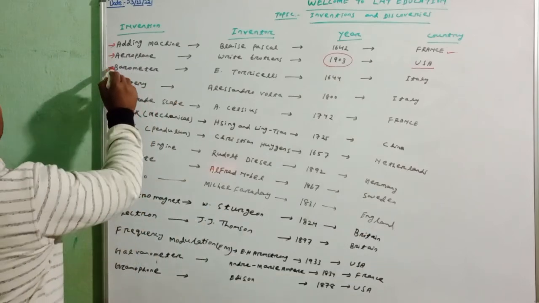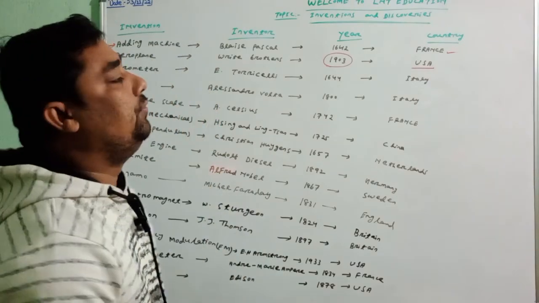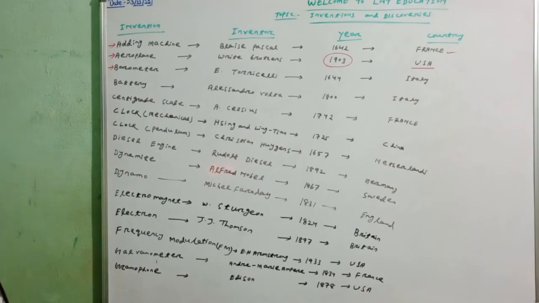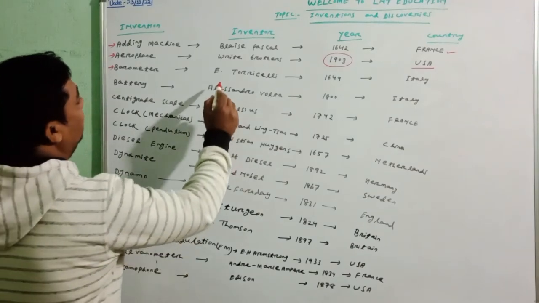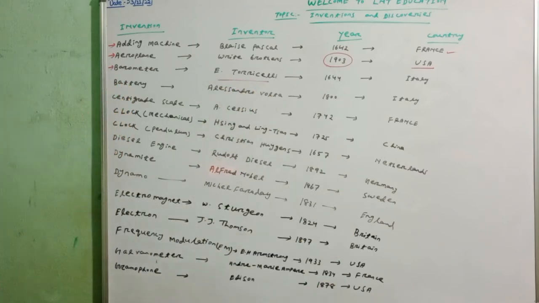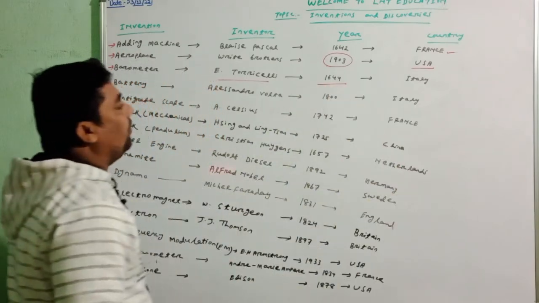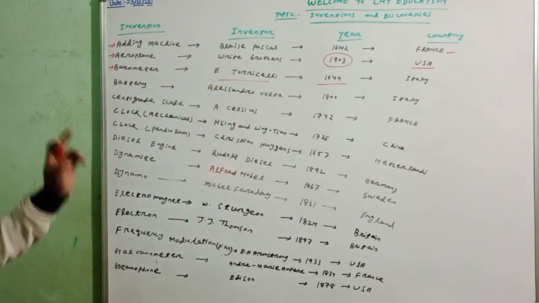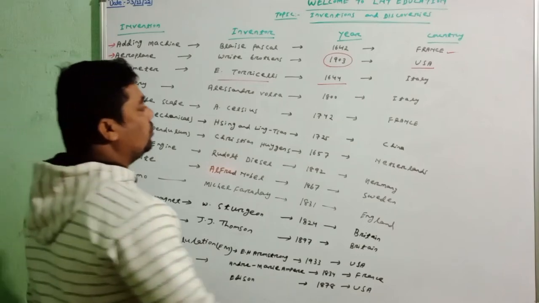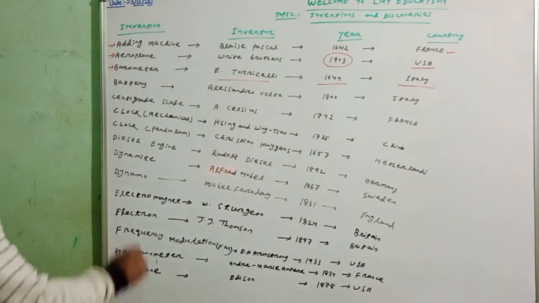Then barometer. We use barometers for measuring the pressure of the air. The inventor is E. Torricelli, and the barometer was discovered in the year 1644. E. Torricelli belongs to Italy. Okay, then come to battery.